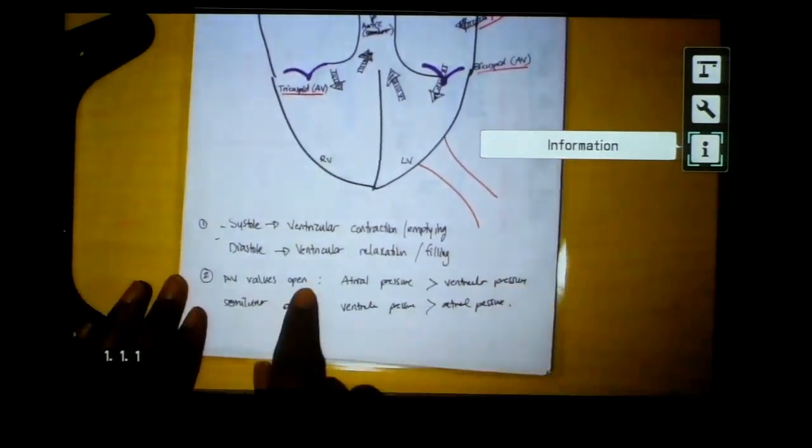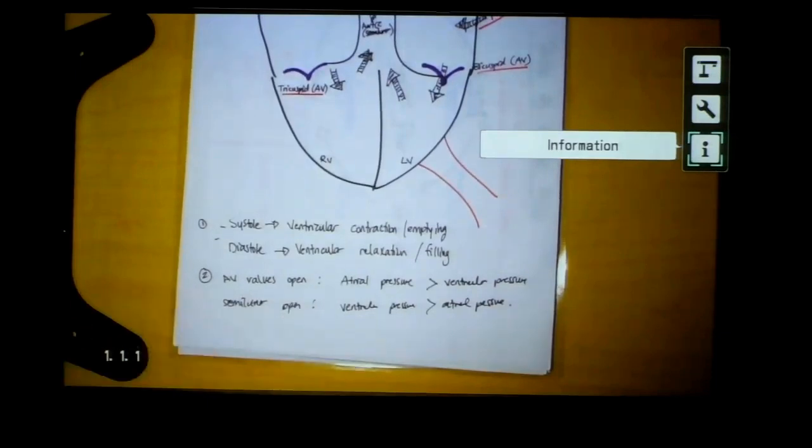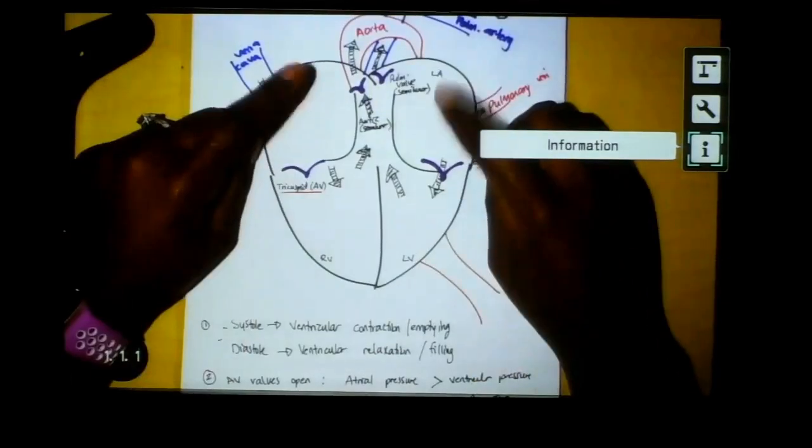So we know that the AV valves are open when the atrial pressure exceeds the ventricular pressure. We talked about this a little bit, right? The pressure is what really creates the valve opening, that pressure gradient. So the AV valves will only open when the pressure here is lower than the pressure here, okay?